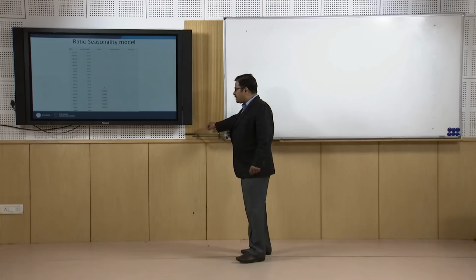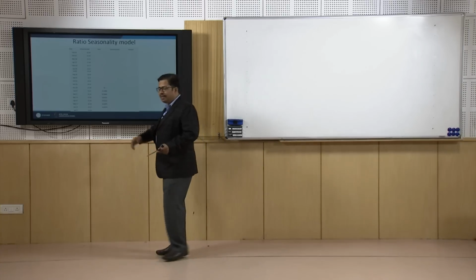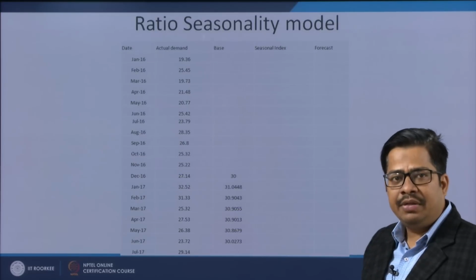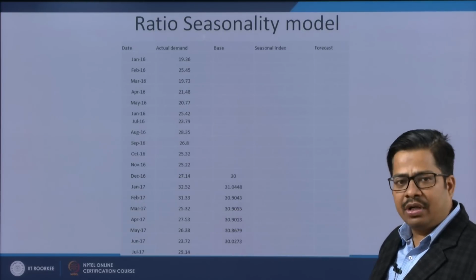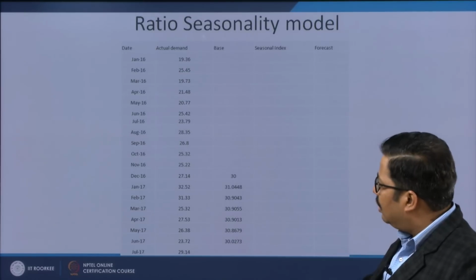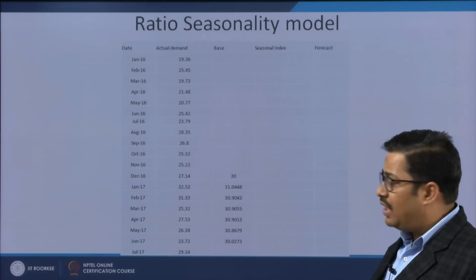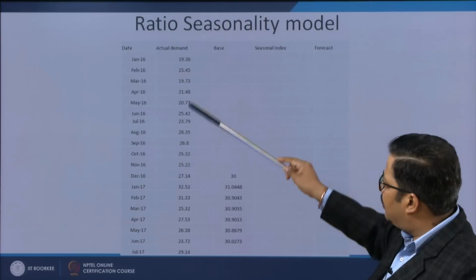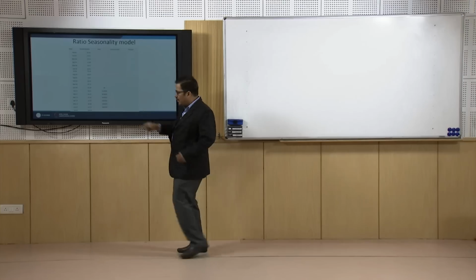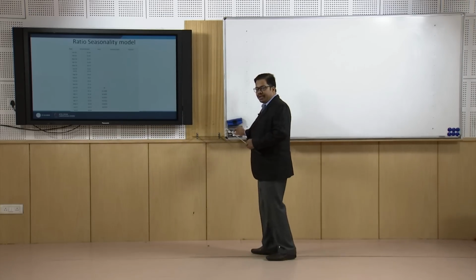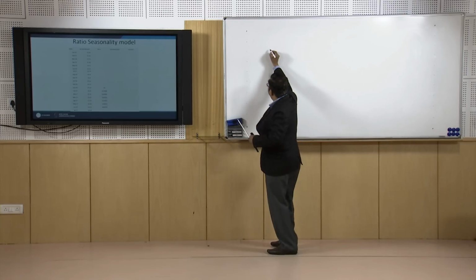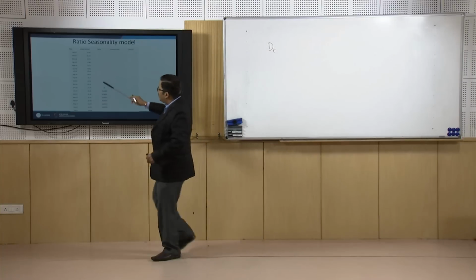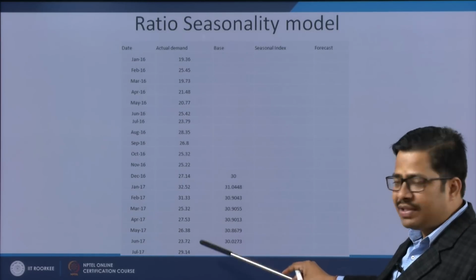Now to understand this model we have some hypothetical data available with us, and with the help of this data we will see how this ratio seasonality model can be operated. The point of sales data which is available with us from January 2016 to July 2017 is the actual demand. In our notation this actual demand is represented as dt, which is shown in the second column of this table.